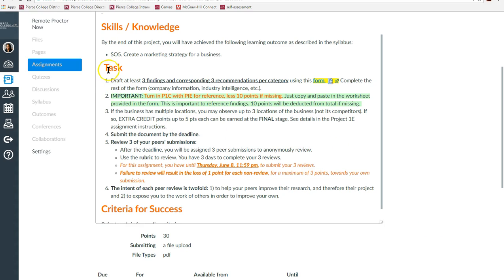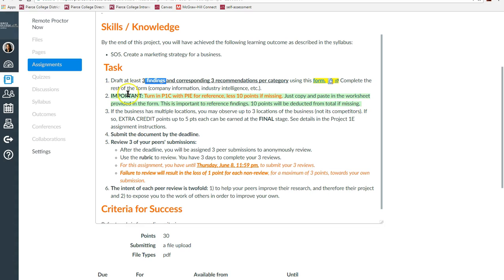For example, under task, it says draft at least 3 findings and corresponding 3 recommendations per category. What this means is that if you're going to talk about 3 findings, your recommendations have to be about these 3 findings, okay? And you will use this form, which I will launch in a moment.